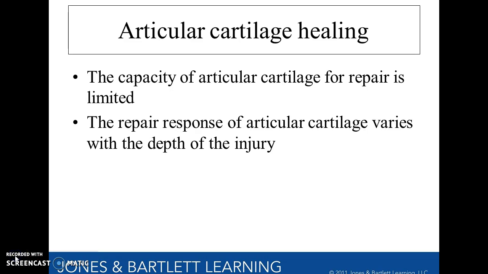The ability of articular cartilage to repair is limited, and in your chapter it goes into specific invasive procedures to influence articular cartilage healing. You will not be required to know the differences in those procedures, but know that articular cartilage, how it heals, is based upon the depth of injury.